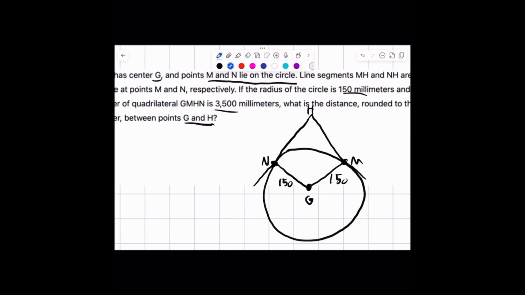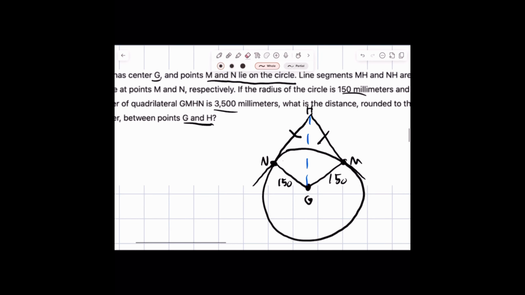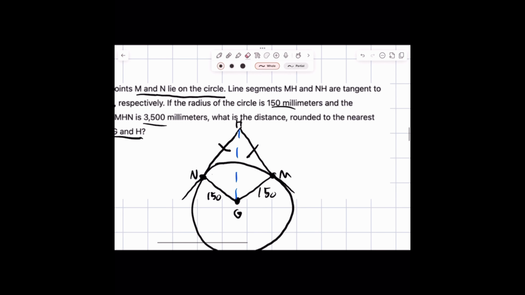Well, we know that because for MH and NH to be tangent and form at H, they would have to have the same distance and the same length. So we could say that MH is equal to NH. So when we plug this into the equation, let's call NH x, for example, then MH would also have to be x no matter what.